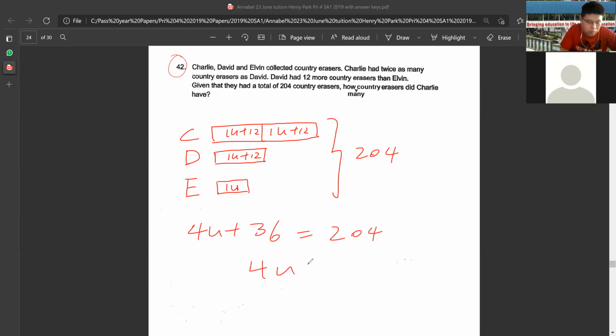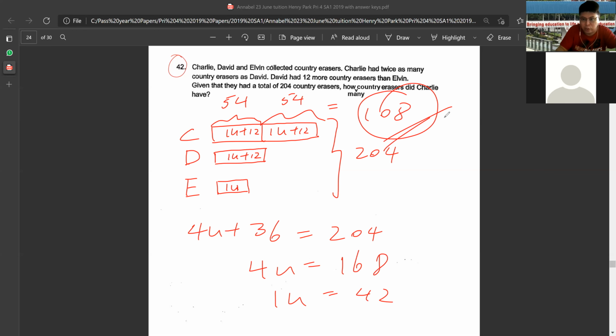Okay. Then 4 units is how many? 4 units is 168. So 1 unit is 42, right? How many did Charlie have? You count 1 unit, 42, plus 12 is 54. 54 times 2. 108. The answer is 108. Okay?